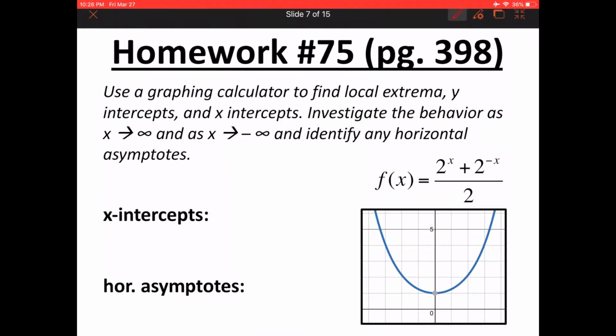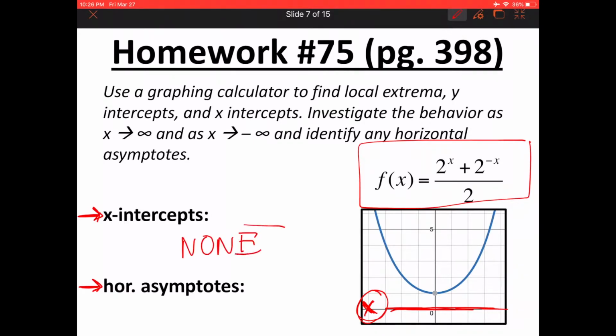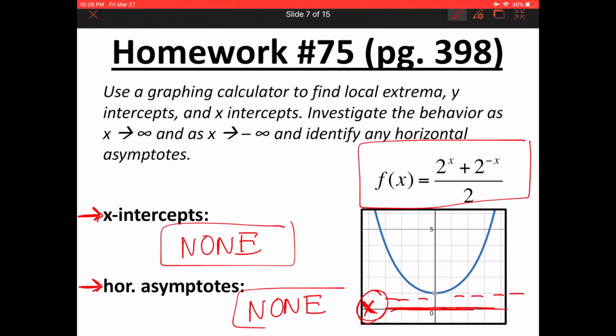So here we have the same problem. Now we're just going to be focusing on the x-intercepts and the horizontal asymptotes. So my x-axis is right here. And does my graph cross this x-axis? It does not. So for my x-intercepts, you would just write none. Now for my horizontal asymptote, again, is there that invisible line that the graph is approaching but never crossing? It does not have one, so for my horizontal asymptote, you would also tell me none.